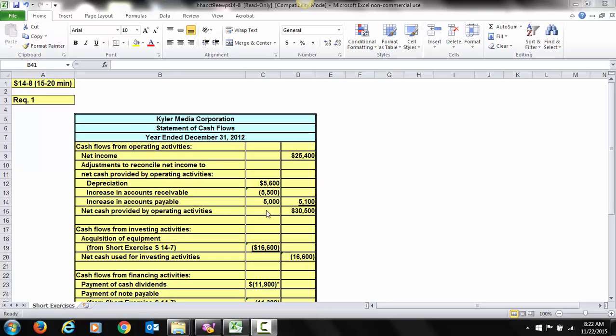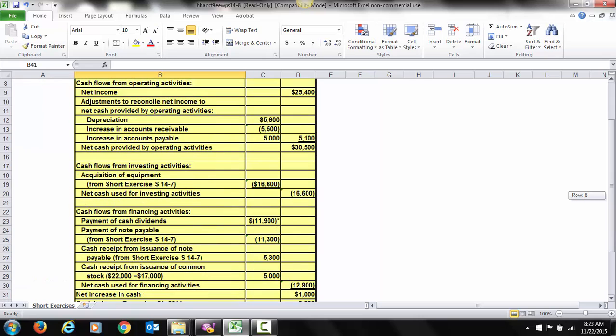So you can see now that we're going to take our net income, add back depreciation, subtract out our increase in accounts receivable, add back our increase in accounts payable, and then you're left with the net cash provided by operating activities of $30,500. And as you can see, we actually generated more cash from our operating activities than we may have thought we did just based on our net income number.